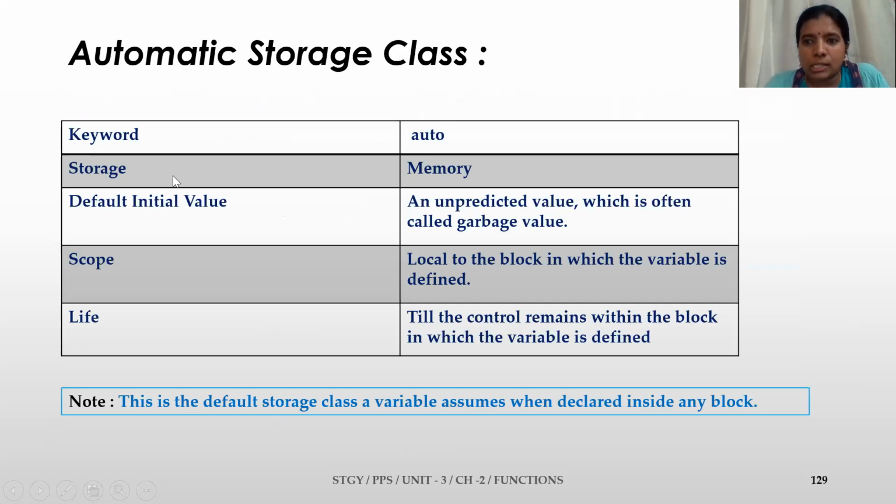The place of storage is memory. The default initial value is garbage, an unpredictable value which is often called garbage. The scope is only limited to the block in which it is declared. We have seen it already. The lifetime is only till the control remains in the block. As long as the control is in the block, the value exists. Once the control goes out of the block, the value gets deleted. This is the default storage class a variable assumes whenever you declare it inside any block.